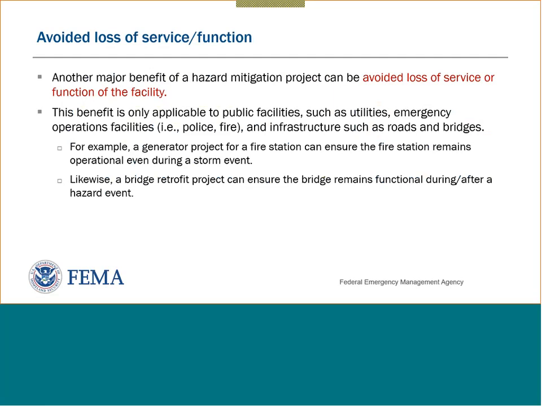Also, benefits of avoided loss of service or loss of function could be captured by a bridge retrofit. Again, it ensures the bridge remains functional during or after a hazard event. So the mitigation projects demonstrate these things. And so what we're looking at in terms of a benefit is, what are those losses we're now going to avoid, given we've put the generator at our fire station, or done a retrofit to our bridge, or we've undergrounded our electric utility, for example. Next slide, please.